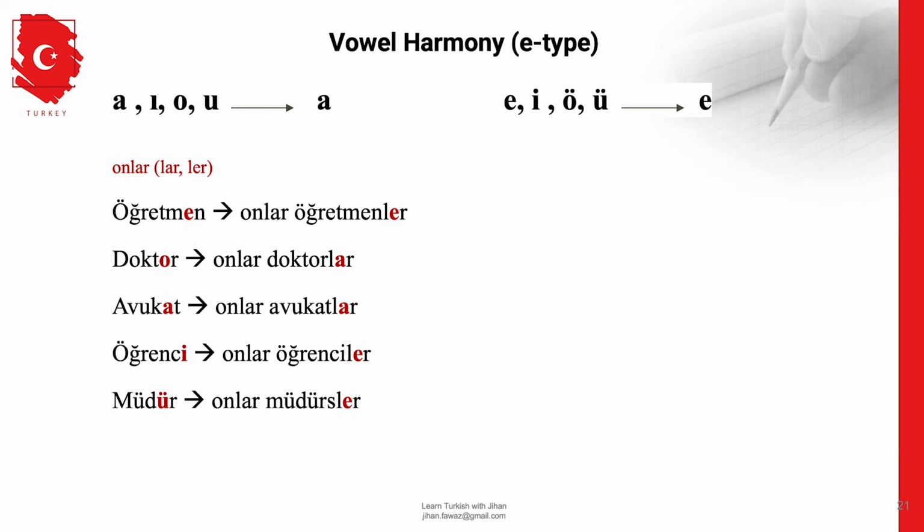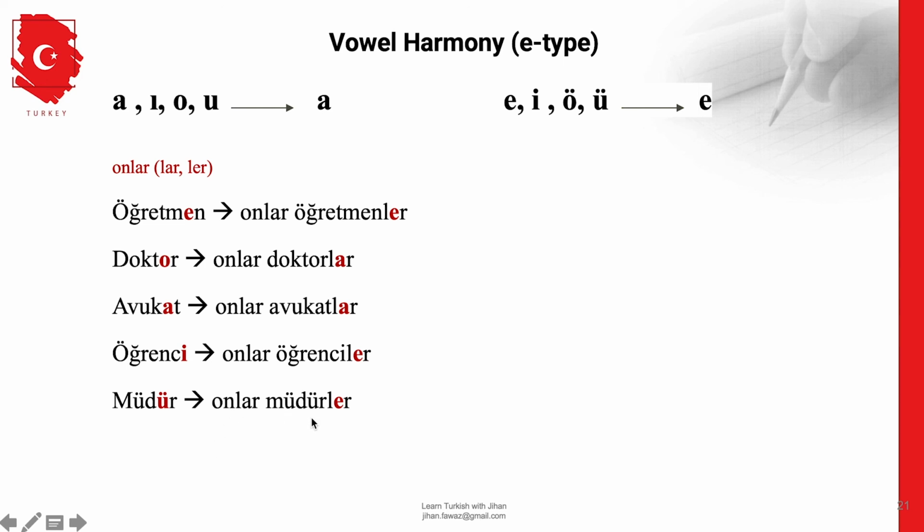Öğretmen, I want to say they are teachers. Now, öğretmen ends with e. So, if it ends with e, I have to use e, which is ler. Onlar öğretmenler. They are teachers. Doktor comes in this category. I have to use the a. Onlar doktorlar. Avukat, onlar avukatlar. Öğrenci, this category. I have to use the e. Onlar öğrenciler. Müdür, it ends with ü, which is this category. I have to use e. So onlar müdürler.